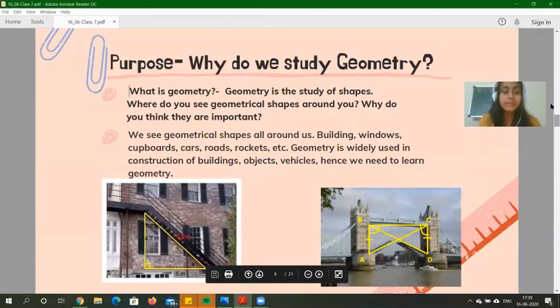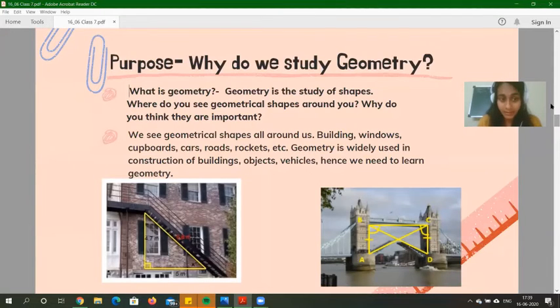Before we start the lesson, we have to understand the purpose. Why do we study geometry? Before we understand that, what is geometry? Geometry kya hota hai? Geometry is the study of shapes. There are so many different kinds of shapes around us. There are circles, triangles, rectangles, squares. बहुत सारी ऐसे shapes होते हैं हमारे आसपास. उसकी पढ़ाई को, the study of all these shapes is called geometry.